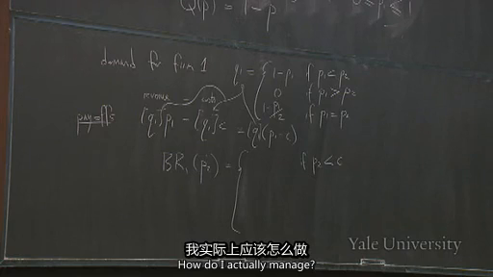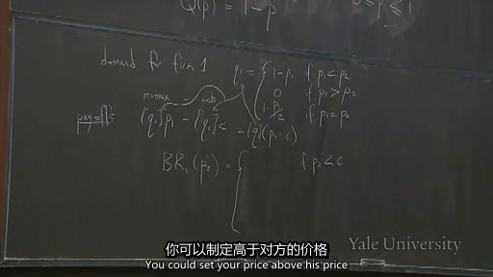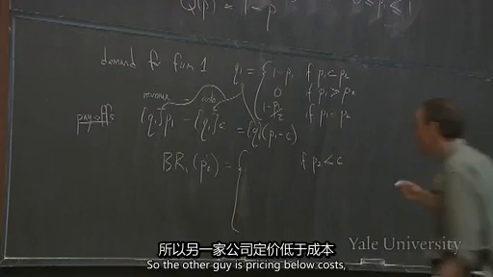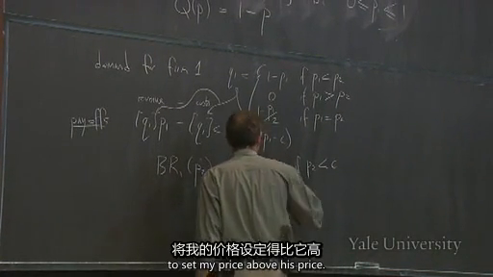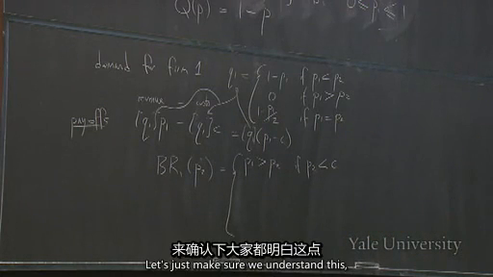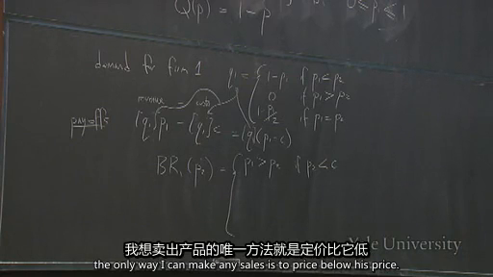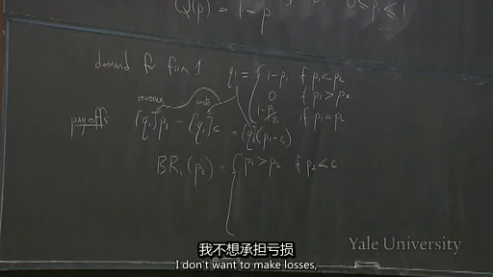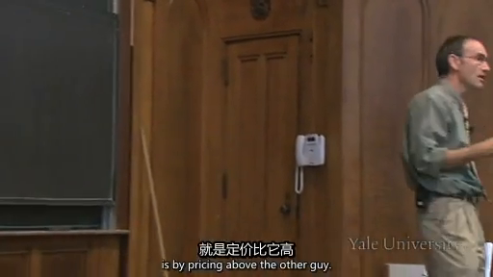There's somebody here. Just wait for the mic a second. You could set your price above his price. So the answer was set your price above his price. The other guy is pricing below cost. The way in which I avoid making losses is to set my price above his price. Let's just make sure we understand this. If the other guy is selling below cost, the only way I can make any sales is to price below his price. I will then make sales, but on each of those sales I'm making a loss. I don't want to make losses, so I just, quote, get out of the market, and the way I get out of the market is by pricing above the other guy. Everyone understand that?